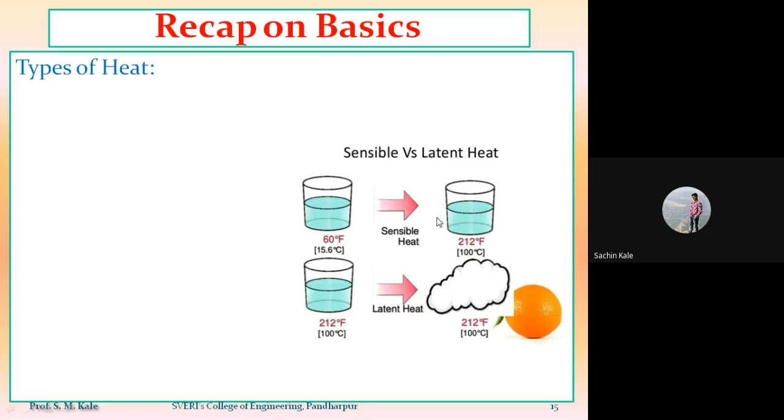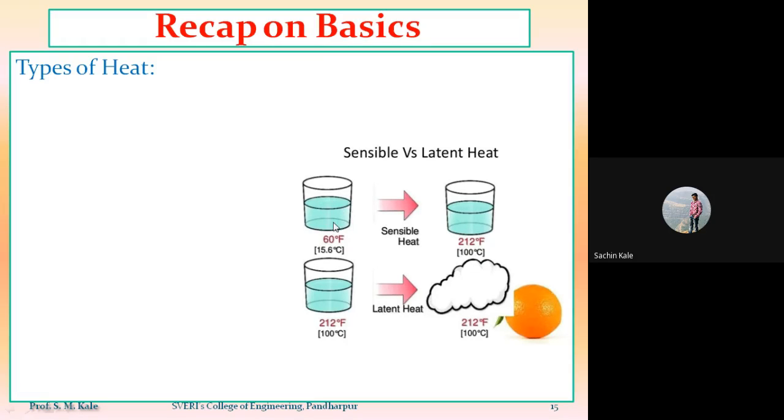So during this process, whatever amount of heat you are going to supply, that heat will be called sensible heat. Why sensible heat? Because of this heat, the temperature of that water goes on changing. Initial temperature of water is 15.6 degrees centigrade. Final temperature is 100 degrees centigrade. But the phase remains the same. The phase of water is liquid in both conditions.